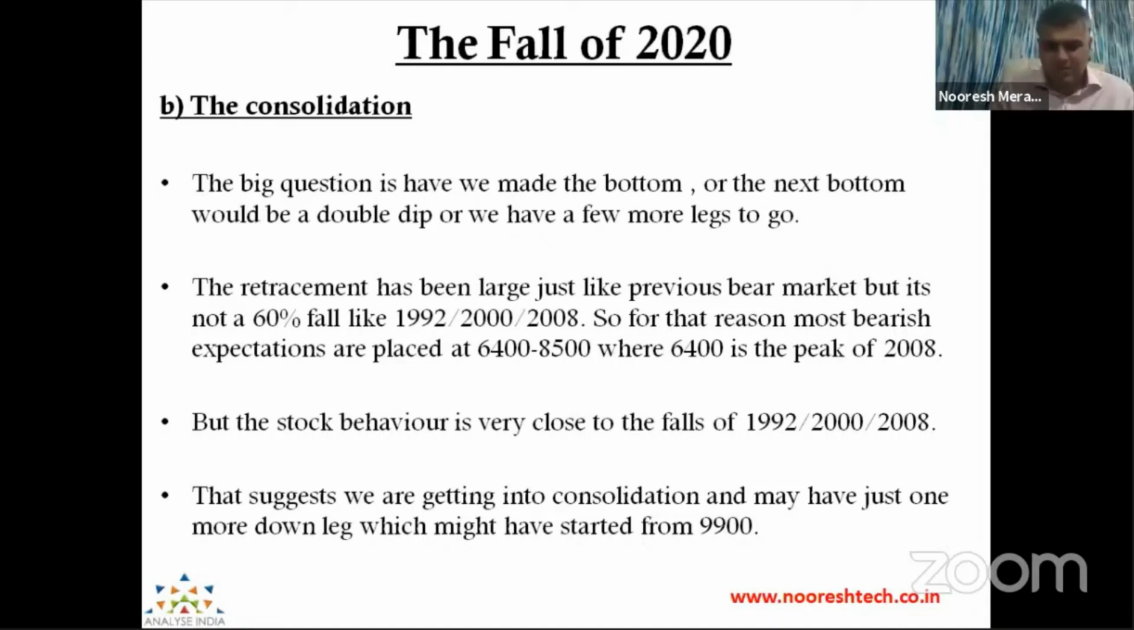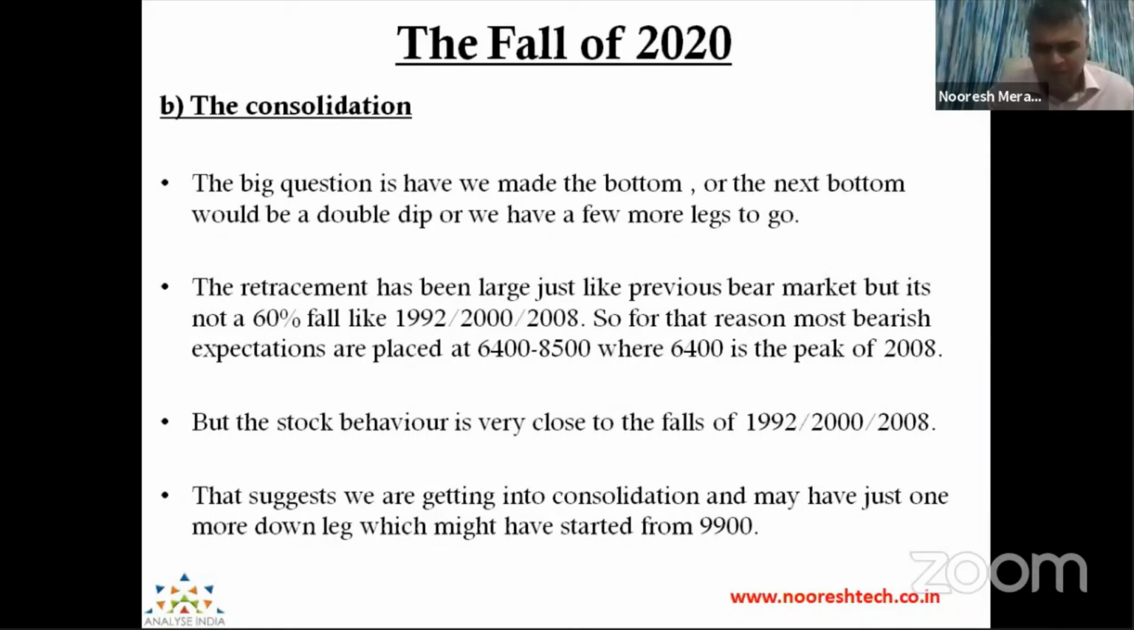What we generally see is in 2008, we made a bottom at 8,000 on the Sensex. The peak of 2001 to 2003 was 6,200 on the Sensex. So we are almost seeing a similar structure, with Sensex instead of Nifty in terms of price points. So we may expect 6,400 to come back again, because even in 2008 we did retrace back to the previous breakout points. So the current behavior is very close to the falls of 1992, 2000, 2008.